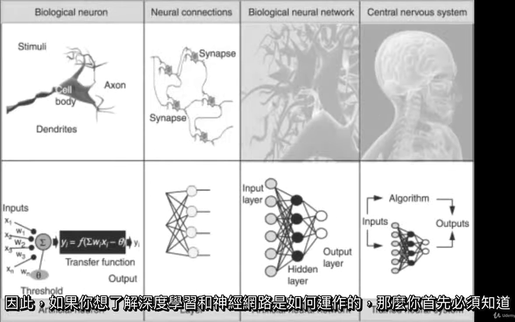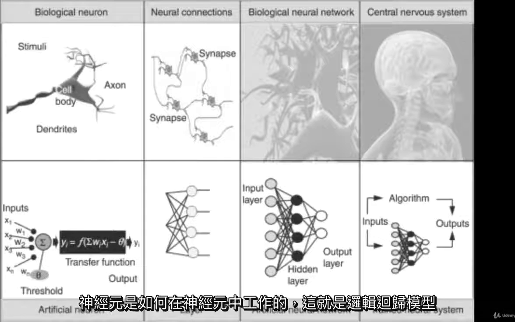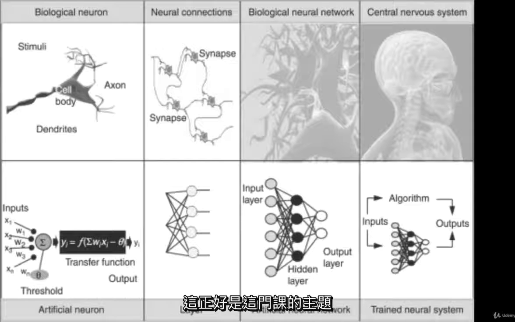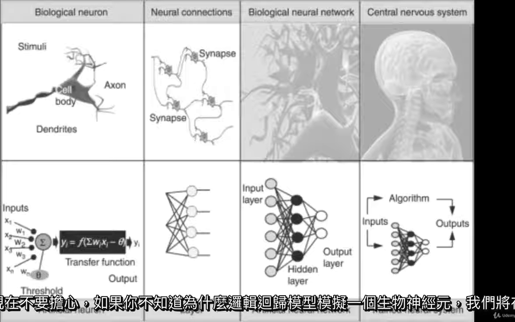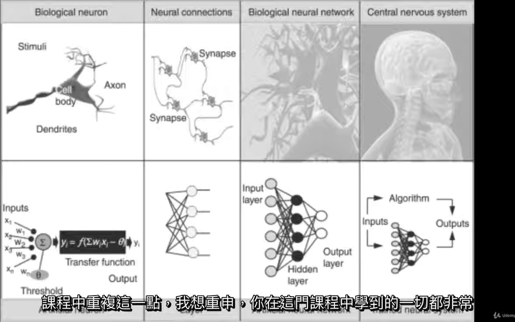So if you want to learn how deep learning and neural networks work, then you first have to know how a neuron works. And a neuron is logistic regression, and that just so happens to be the topic of this course. Now, don't worry if you have no idea why logistic regression emulates a biological neuron. We'll be going over that within the course.